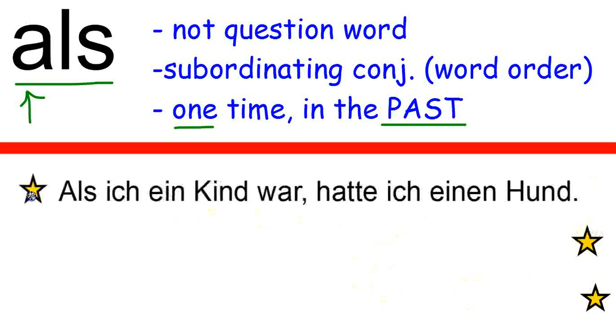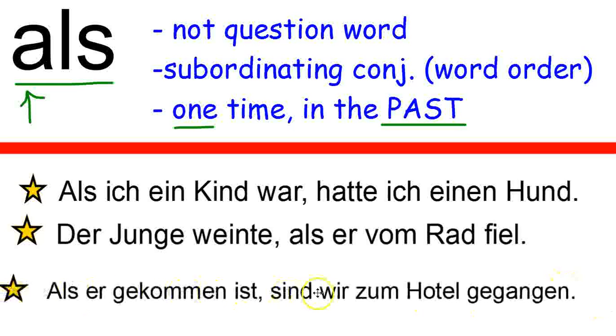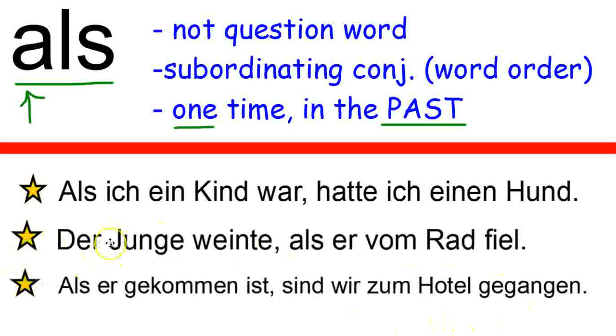So, zum Beispiel, als ich ein Kind war, hatte ich einen Hund. When I was a child, I had a dog. Der Junge weinte, als er vom Rad fiel. The boy cried when he fell from the bike. Und als er gekommen ist, sind wir zum Hotel gegangen. When he did come, we did go to the hotel. So, thinking about a one-time event in the past. Als, and als. And notice where the verb placement is in all of those for the different parts, the different clauses, if you will, in those sentences.